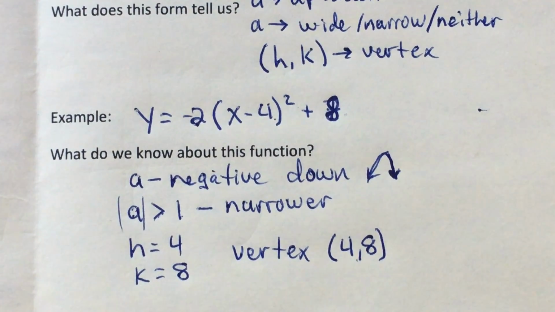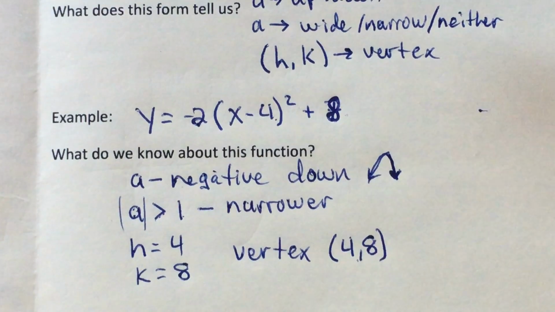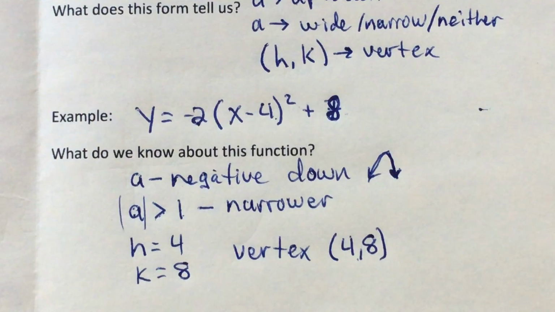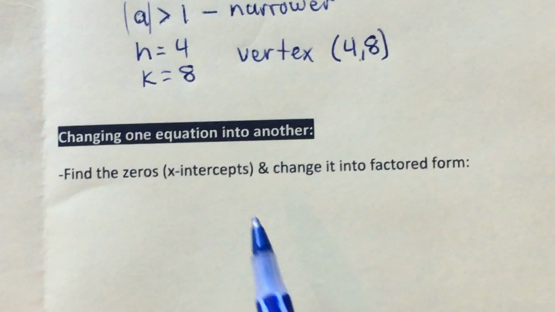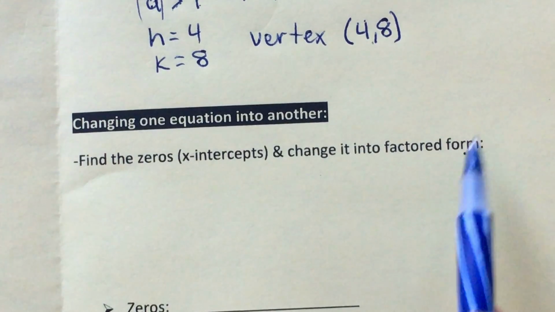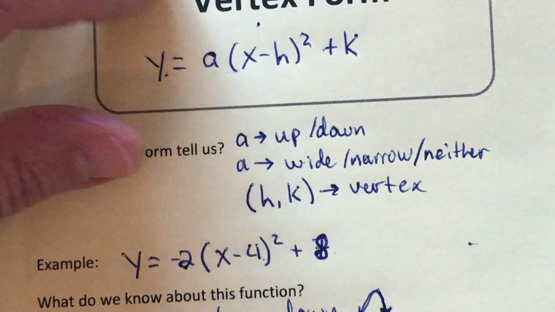That's what I want you to be able to do today. That was our goal. You're going to have some assignments to practice doing this and also naming the various parts of a parabola. We'll do this on a different lecture, finding the zeros, changing it into factored form. Oh, one more thing you do know. Let's go back up to your notes.